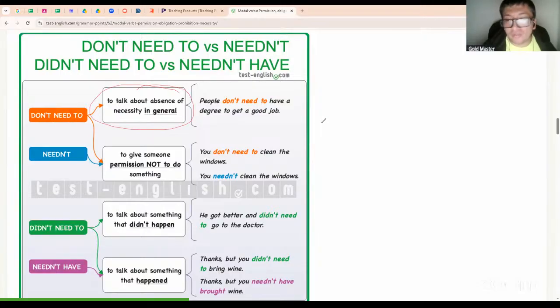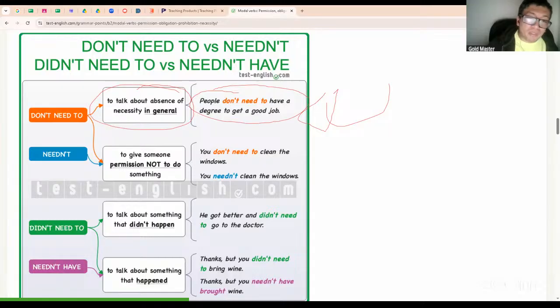For example, if I say, Beta doesn't need to turn on her camera because all of the people in here are with their camera off. Another example: people don't need to have a degree to get a good job. That's totally true.